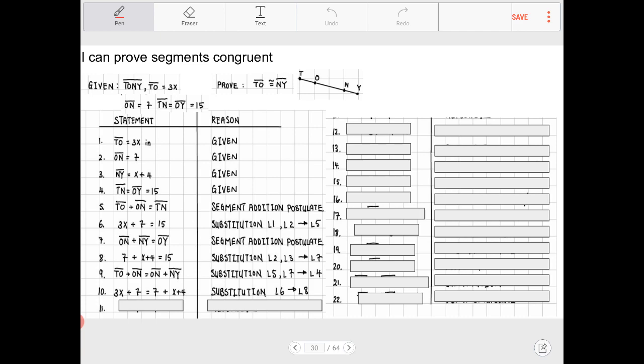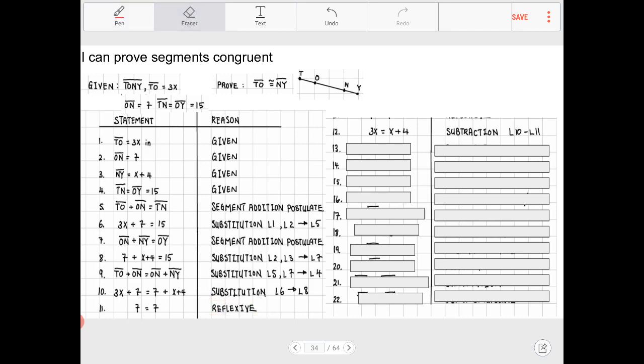And then I can subtract both sides by 7, right? But in order for me to subtract both sides by 7, I need to say 7 equal to 7. And then I can subtract lines 10 and 11 together. And I will end up with 3x is equal to x plus 4. So again, 7 equal to 7, that's because of the reflexive property.